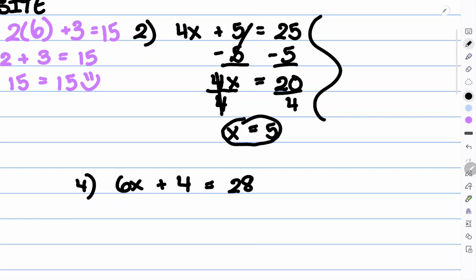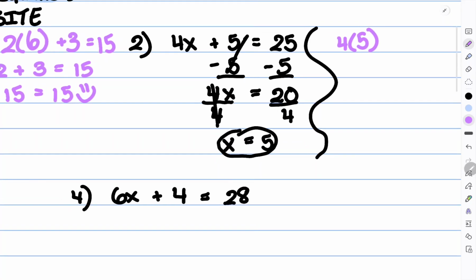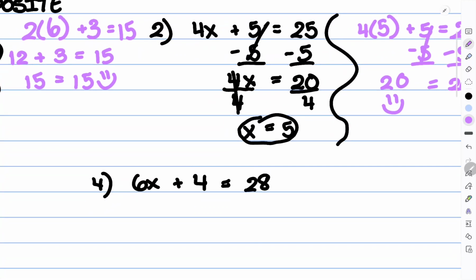And to check it, we plug in x. So 4 times x plus 5 equals 25. Now we subtract 5 and we get 20, and 4 times 5 is 20. So does 20 equal 20? Yes, so we did it right.